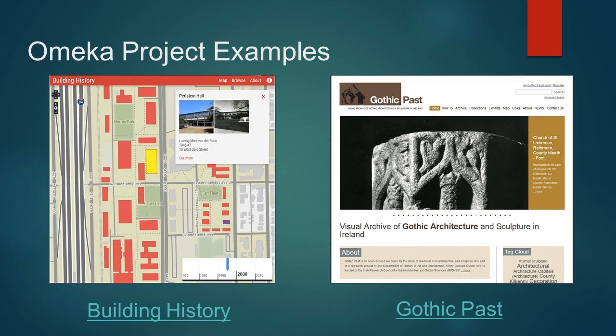And then these are just two other examples. The building history is an example of one that's map-based. For this screenshot, the one in yellow is the one that I clicked on. And as you can see in the top right corner, it brings up a couple of photographs and information about that building. And then the Gothic Past website is actually presented by the University of Dublin. I like that one because it has a wide range of both collections and exhibits.